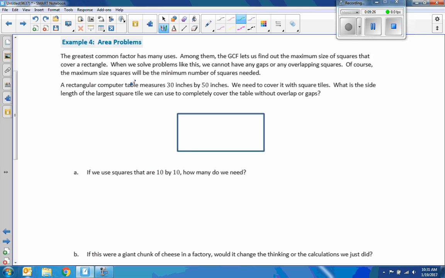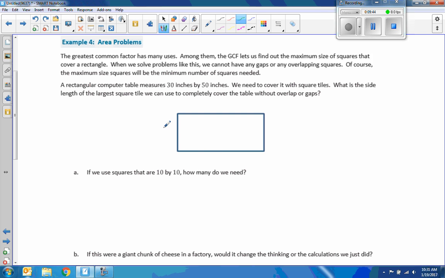So a rectangular computer table measures 30 inches by 50 inches. We need to cover it with square tiles. What is the side length of the largest square tile we can use to completely cover the table without overlaps or gaps?